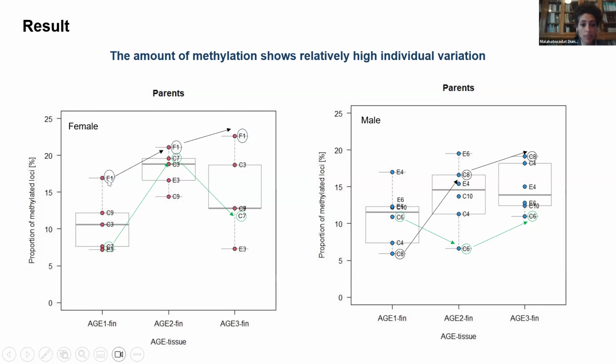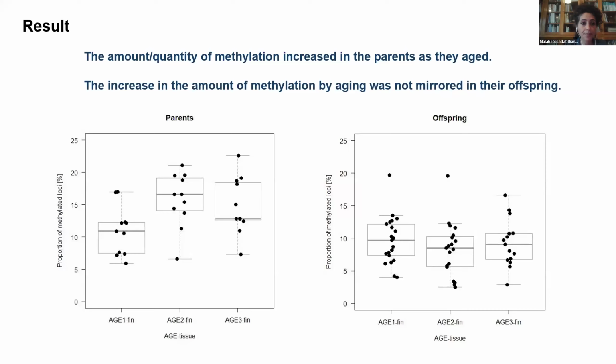of methylation for sample F1 is increasing, which is showing a different pattern from another sample. If I choose C7, you can see it shows a different pattern, and it was the same for male. By aging, the amount of methylation shows a lot of variation individually.